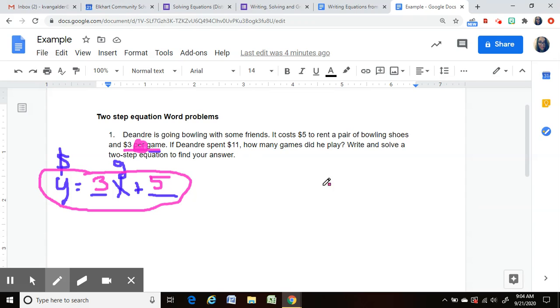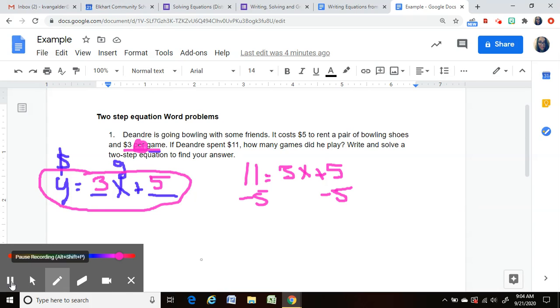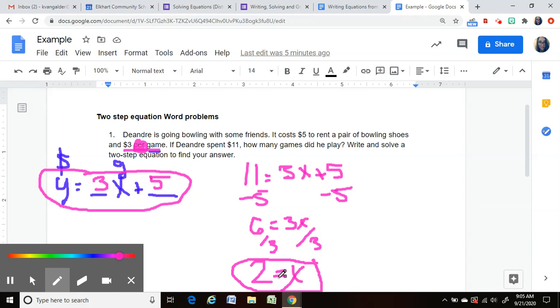DeAndre spent $11. How many games can he play? I don't know games, but I know how much money he spent. So I'm going to put that 11 in the y spot where my money is. I have to write out the rest of the equation as is because I don't know my x. And then you solve like a normal equation. You do each step like a normal equation. And that's how you solve and realize he got 2 games when he pays $11. You need to write the equation and solve. You had to do both.